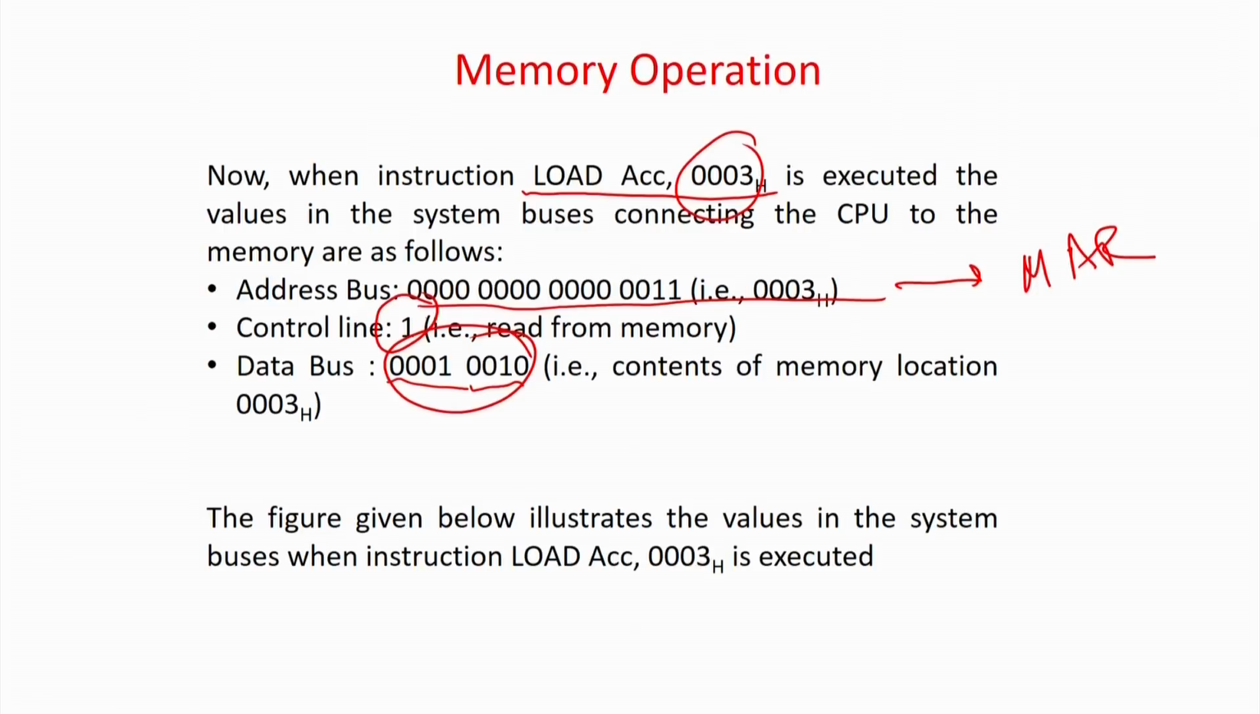So, now the memory will know that the data available in memory location number 4, that is 0003, has to be dumped to something called the memory buffer register. And why does it have to write to the MBR? Because it is a read operation, that is, the CPU is reading from memory. Then this memory buffer register will put the value into the accumulator register.